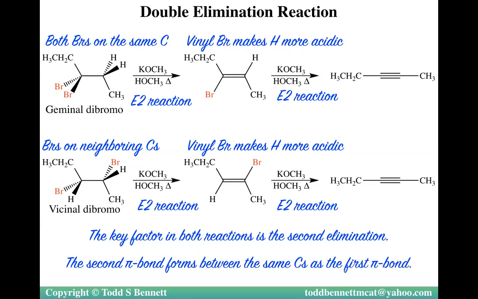And the fortunate thing, because of the increased acidity of the H that is on the adjacent carbon to the vinyl bromide, you always end up getting the second pi bond formed in the exact same spot the first one formed. So you always end up with an alkyne as opposed to what's called an allene, where you have two consecutive double bonds. Kind of tricky to get that one. But this one, if you start with geminal or vicinal, you'll end up with an alkyne if you use enough equivalents of base.